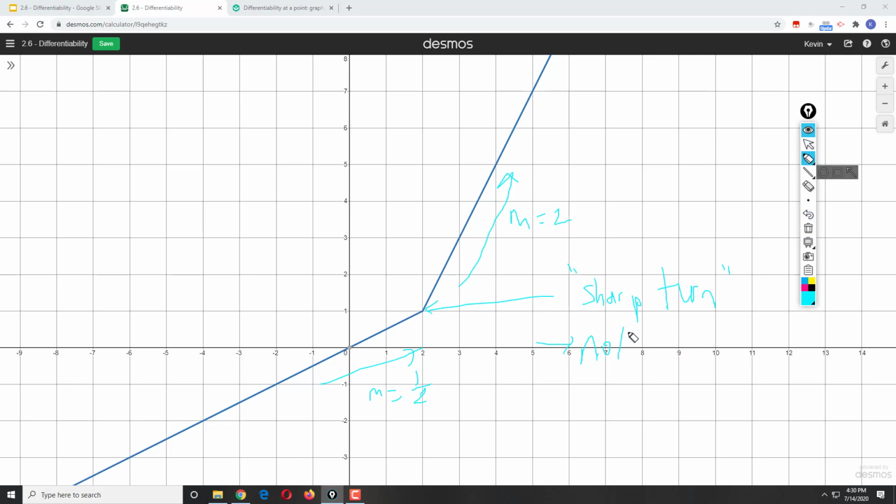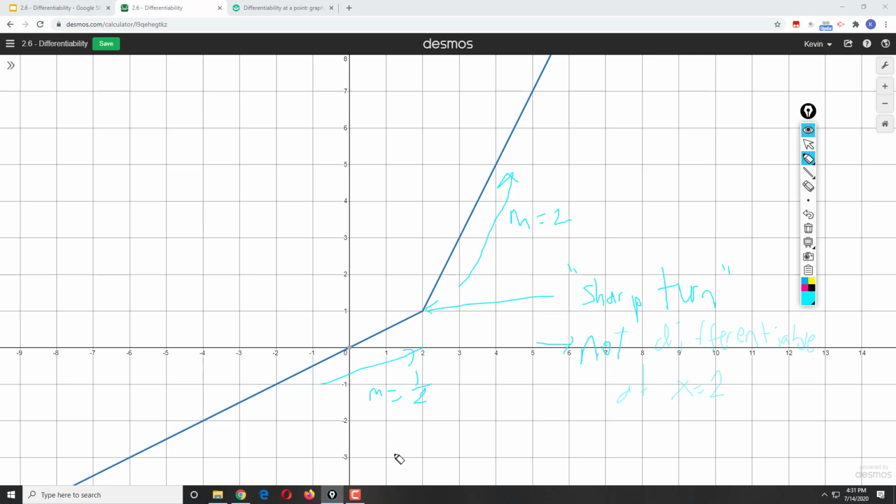The graph for this one is not differentiable at x equals 2 because the slope to the left and slope to the right are not the same. So that's what I'm calling a sharp turn.